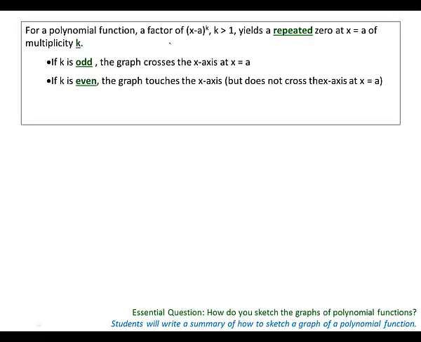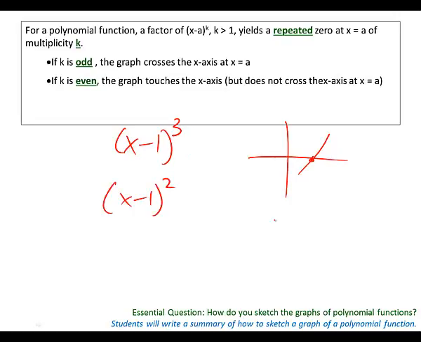So for a polynomial function, a factor like this, (x - a) to the k, where you've got a number there, gets us a repeated 0. And we started talking about that yesterday, of multiplicity, whatever that number is. Okay? If it's an odd number, the graph crosses through the axis. So if I had something like (x - 1) cubed, that means that it would cross through that 0 if it's odd. If it was even, I had (x - 1) squared. When it's squared or even, it bounces off the graph. Okay, so that's the big difference between the two.